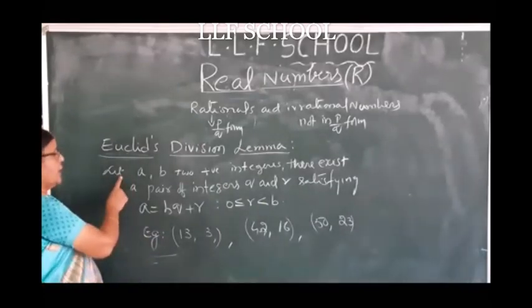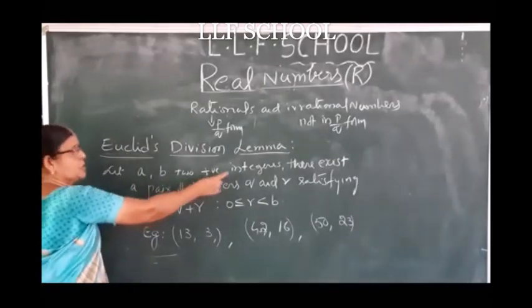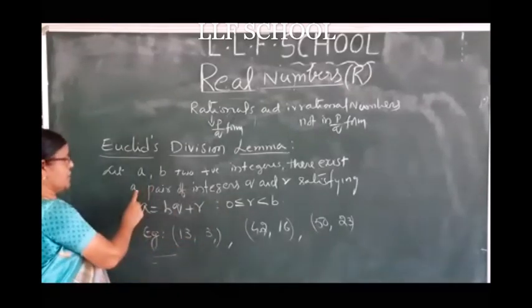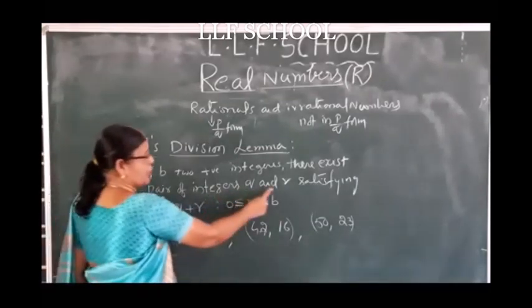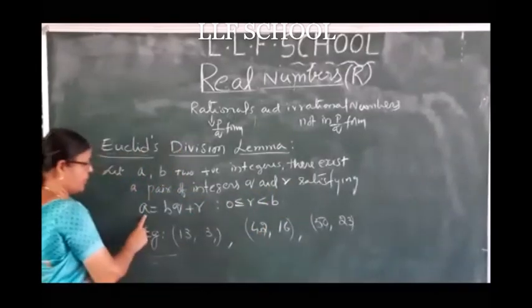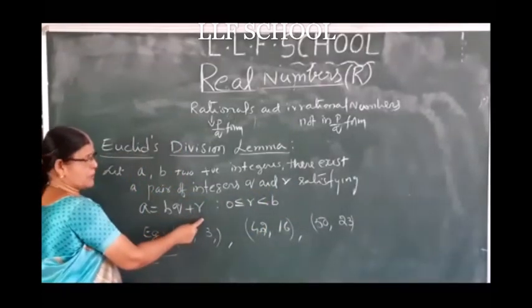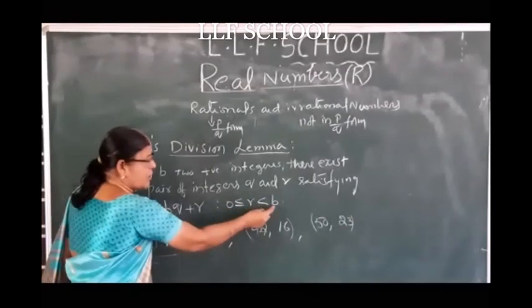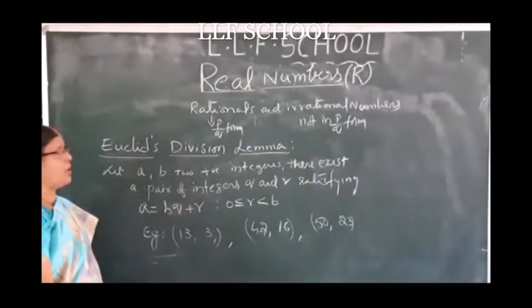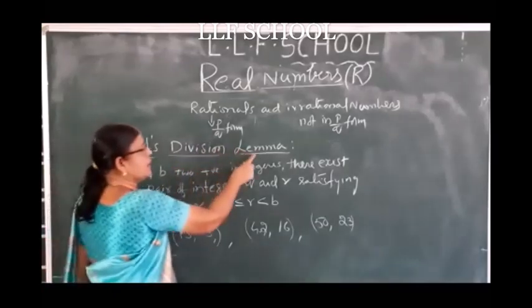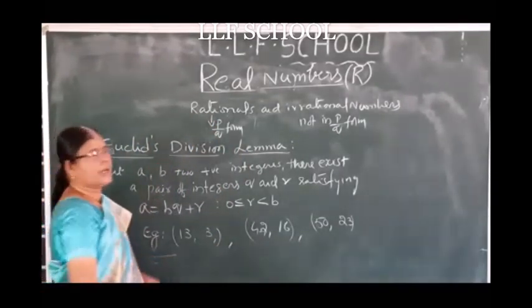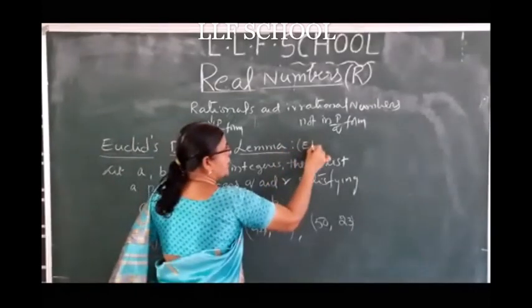See here. Let A and B be two positive integers. There exists a pair of integers Q and R satisfying A = BQ + R, where 0 ≤ R < B. This statement is called Euclid's division lemma. Shortly you can say EDL statement.